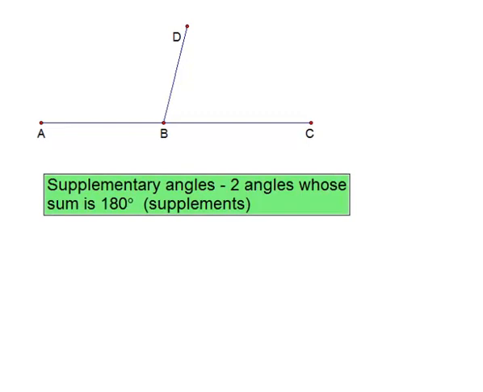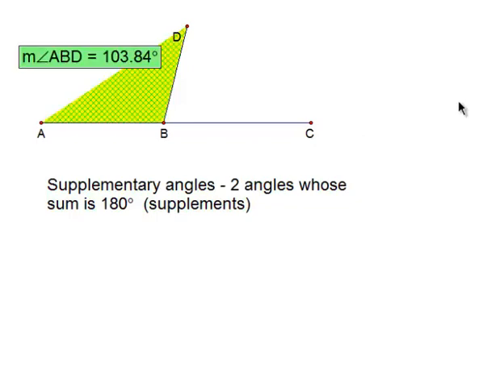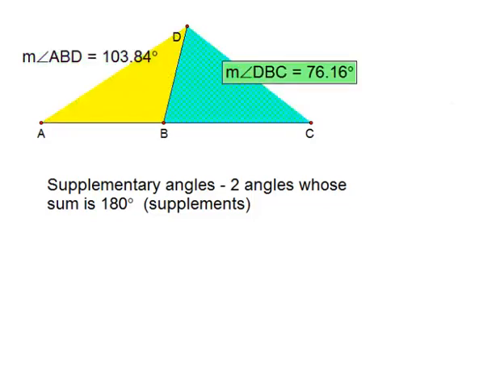Supplementary angles add to 180 degrees, and if they are adjacent, then they make a linear pair. So let's go ahead and take a look at a couple of angles here. If we take a look at angle ABD, 103.84 degrees. Angle DBC, 76.16 degrees. And adjacent angles, shared vertex, shared side, and form a straight angle, has to add up to 180. Adjacent angles means linear pair.